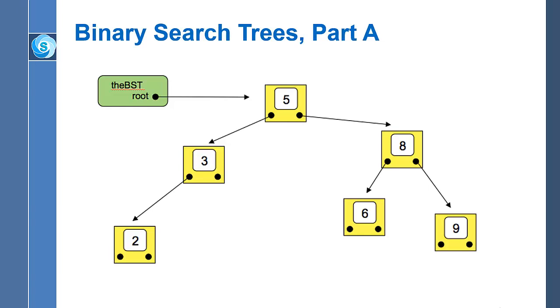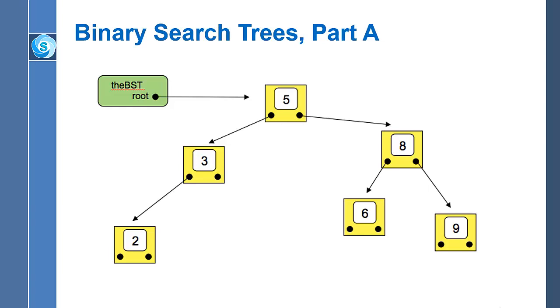And similarly, if we look at the right descendants of the root, well, those are the other nodes. Those are the nodes whose values are 8, 6, and 9. Each of those nodes has a value that is greater than the value of the root, right? 8, 6, and 9, they all come after 5.